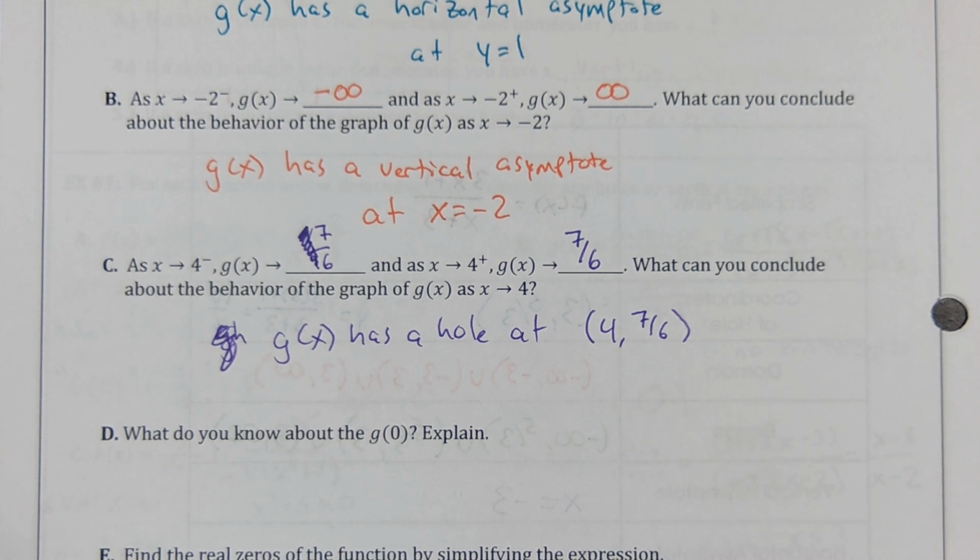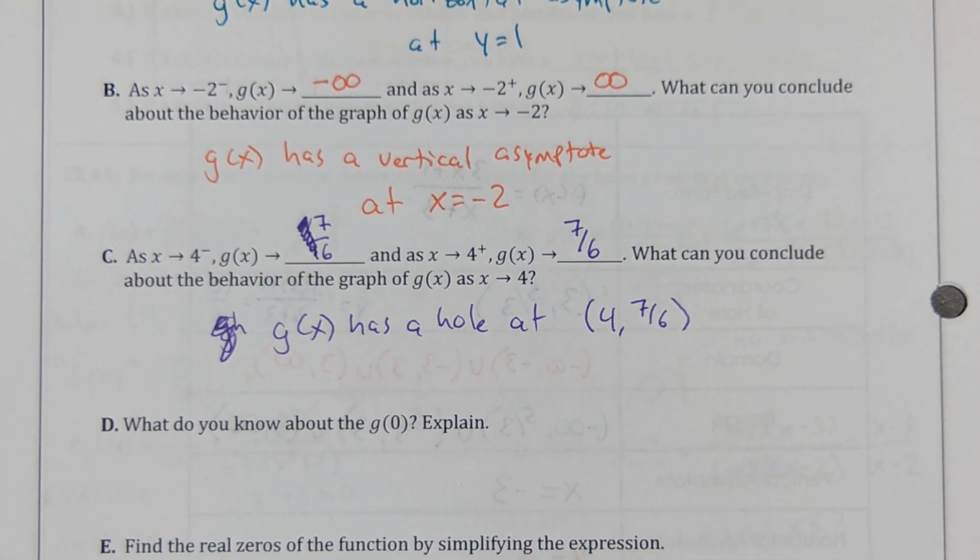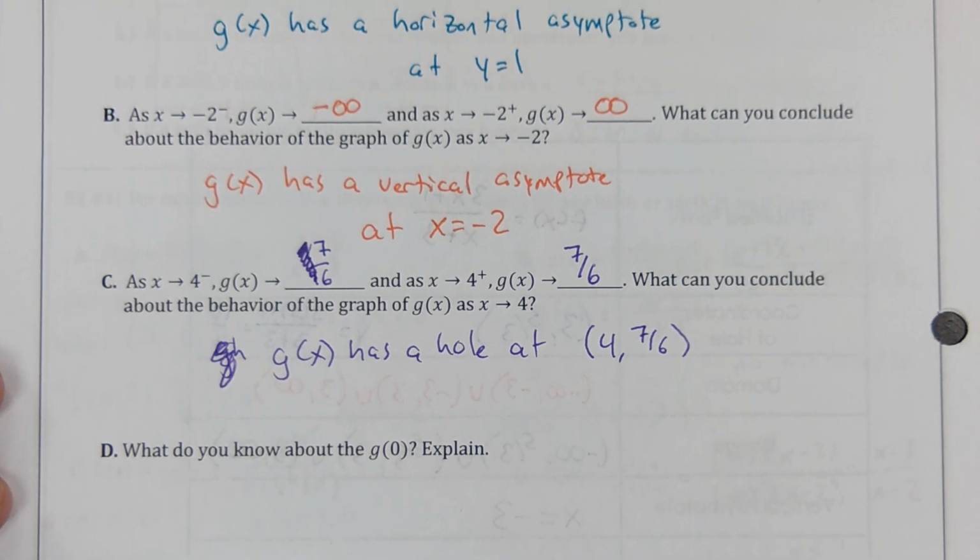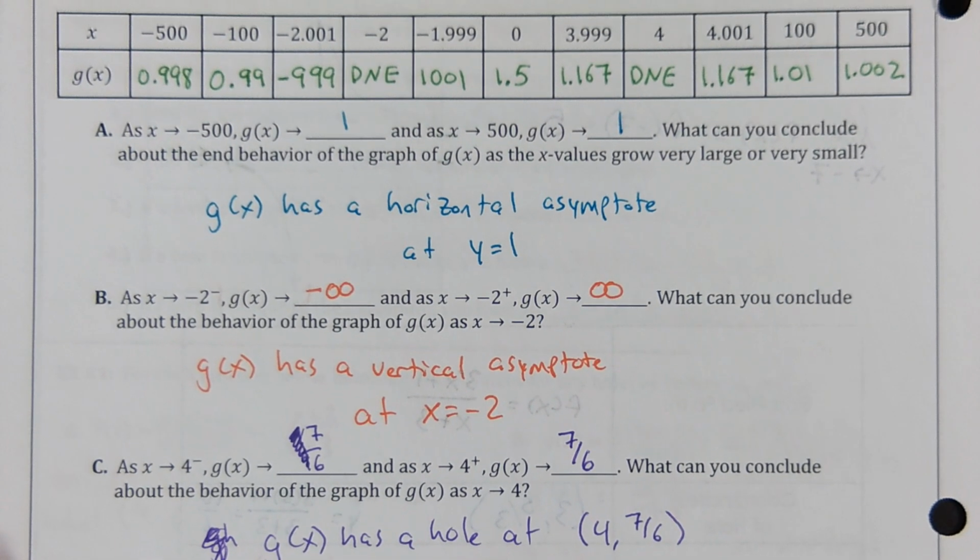All right, g of x has a hole at 4, 7 over 6. What do we know? Now, just from this table.